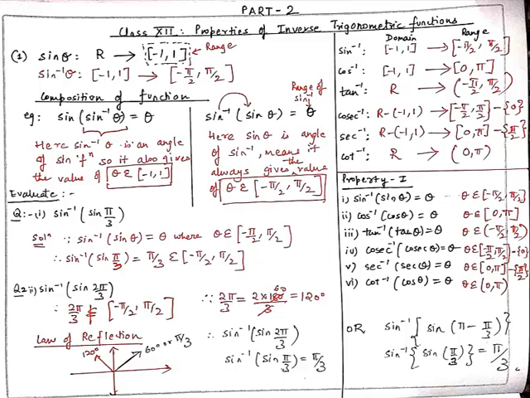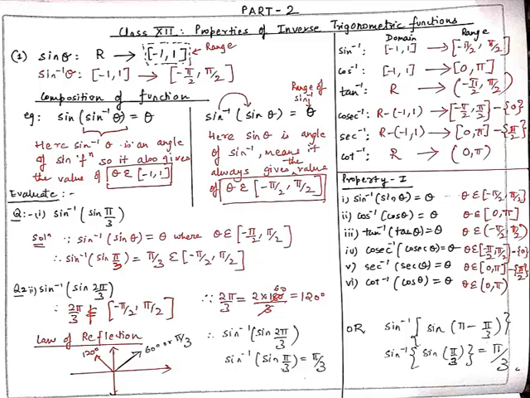Let's say, student, I have taken a function sine theta from R to [-1, 1] in closed interval, and another function, sine inverse, from [-1, 1] to [-π/2, π/2] in closed interval. Now listen and watch very carefully, student. There is a difference between sine of sine inverse theta equal to theta and sine inverse sine theta equal to theta. So first we will see sine of sine inverse theta equal to theta.